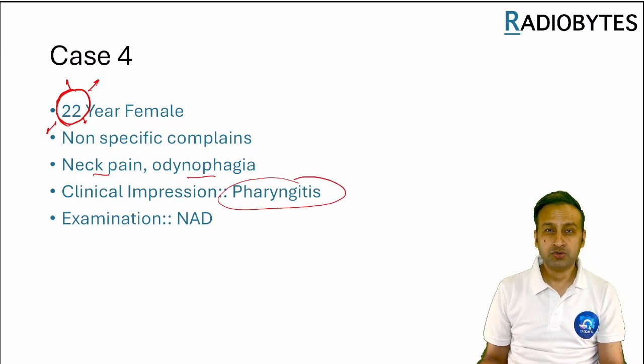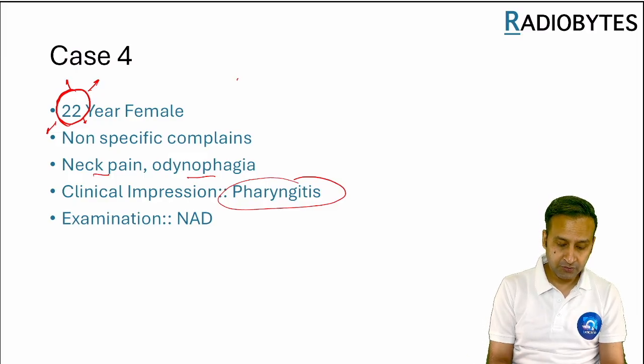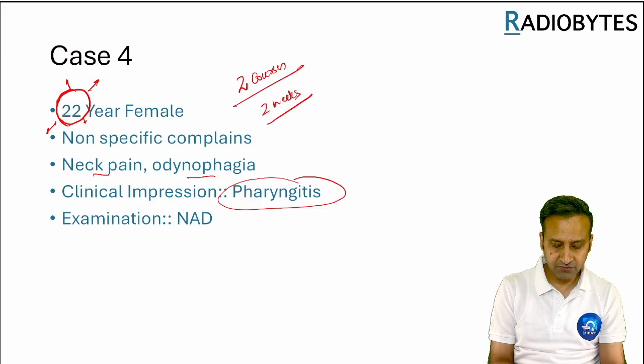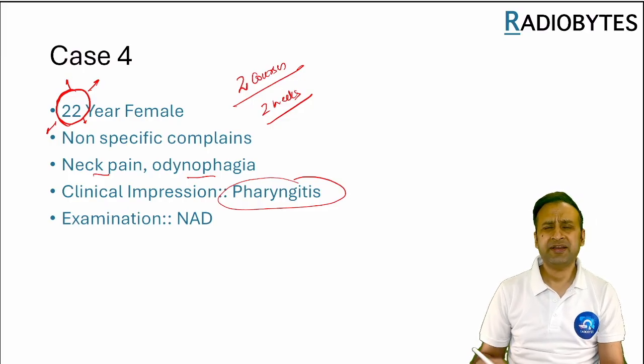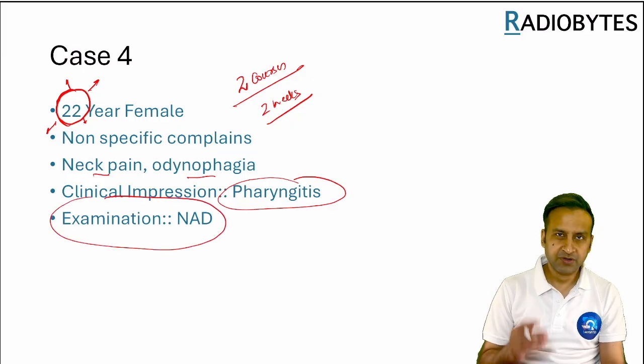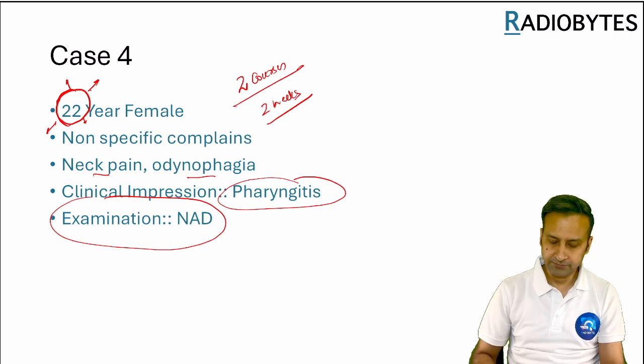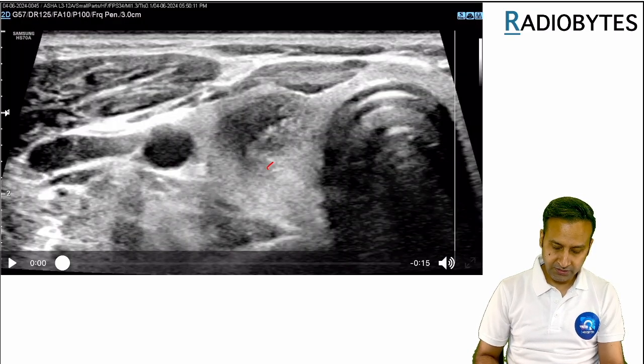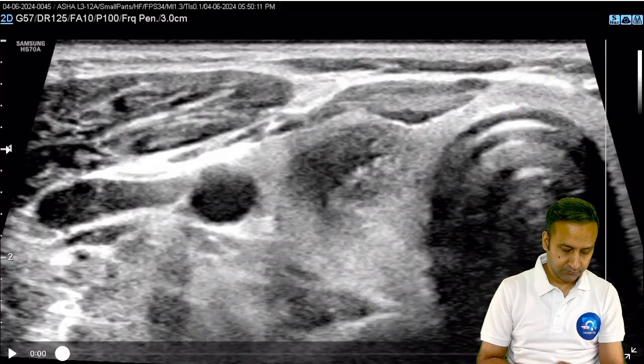But in pharyngitis, usually we do not do ultrasonographies. But this patient had already taken 2 courses of antibiotic therapy on 2 separate occasions for 2 weeks, and her symptoms were not improving. So, to rule out any other cause, the physician thought that it's better to get an ultrasound done. On physical examination, on palpation, there was nothing. There was no lymph node, no thyroid swelling, nothing at all. Now, let's have a look at what we found on her ultrasound of the thyroid.